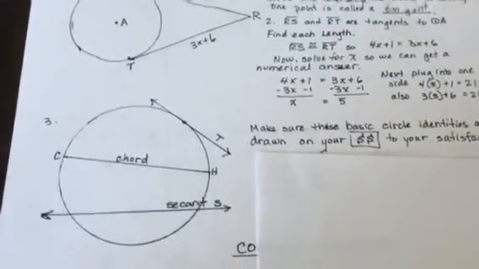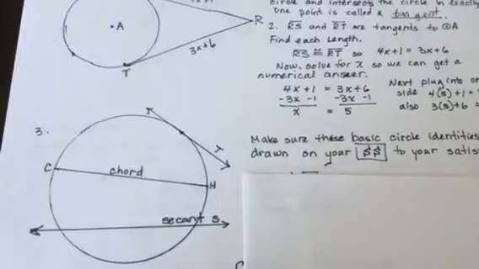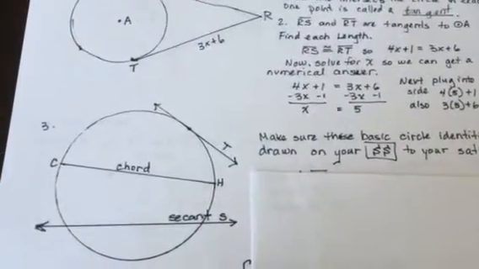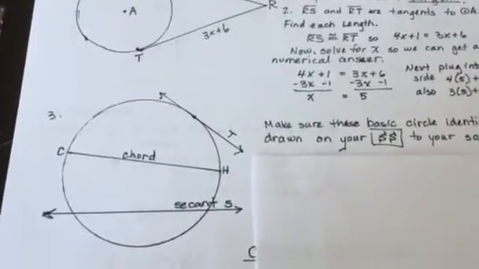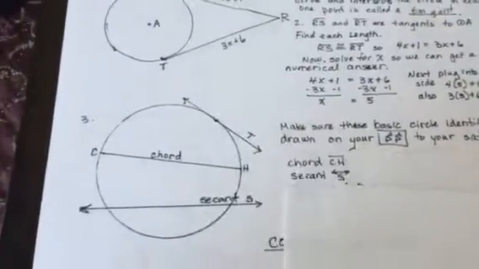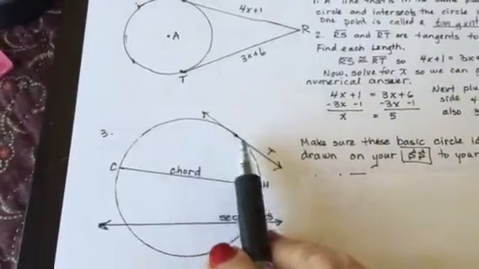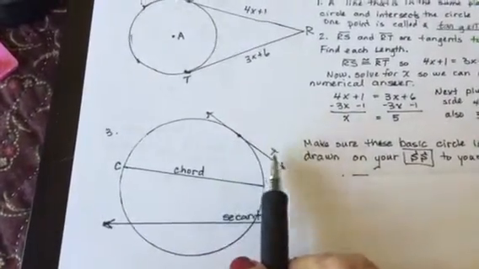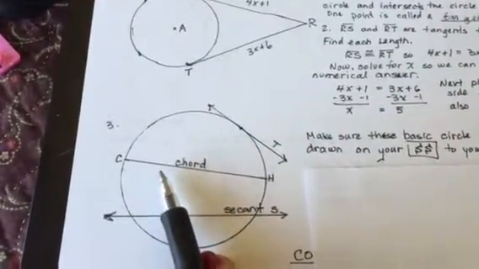Number 3 of your warm-up says draw a circle with a tangent line, a chord, and a secant, and label each line or segment. That being your hint that you need to make the difference. Well, your tangent line is a line that intersects at one point, and I labeled it T.